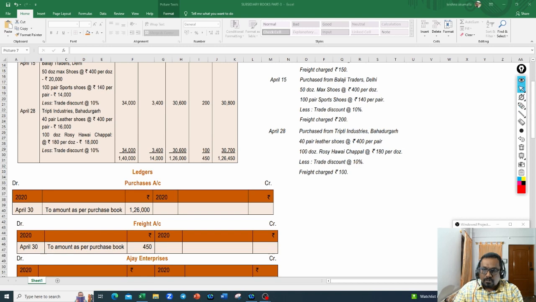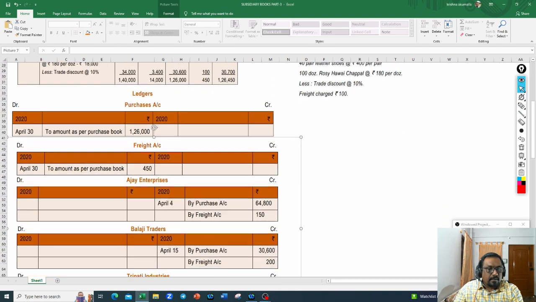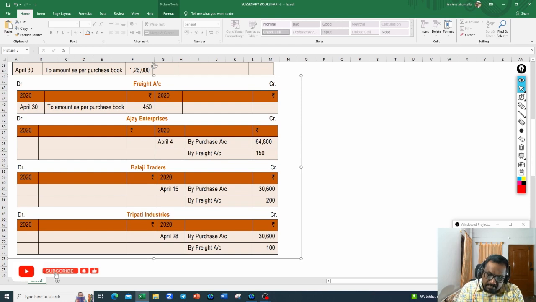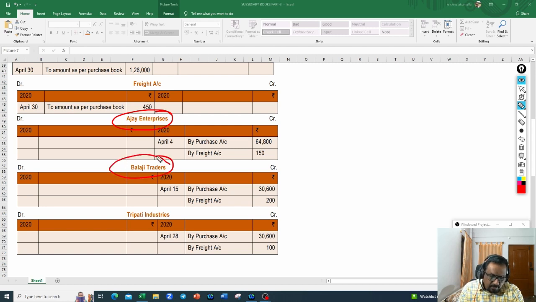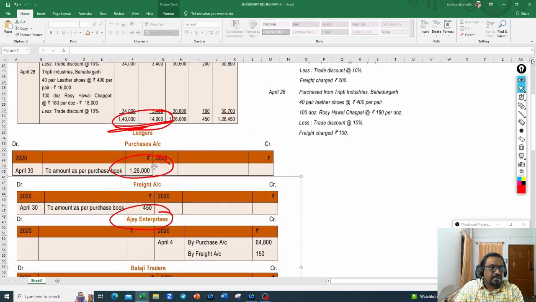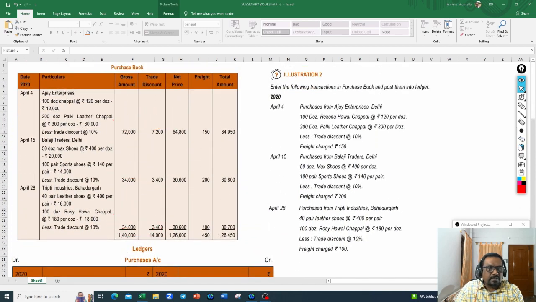Let me go down a little bit. Now you see, we are managing the Ajay Enterprises account, Balaji Traders account, and Tripti Traders account. Now Ajay Enterprises, let us go up and see what we purchased from Ajay Enterprises. See here, Ajay Enterprises, we mentioned here. How much did we purchase? 64,800. This is what we purchased. And freight charges, 150. These two we need to record.